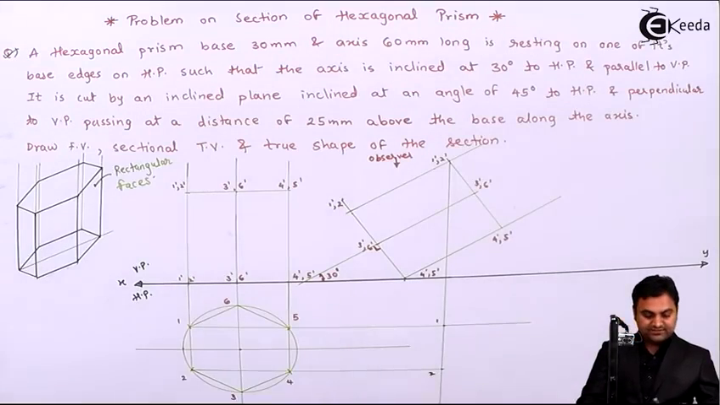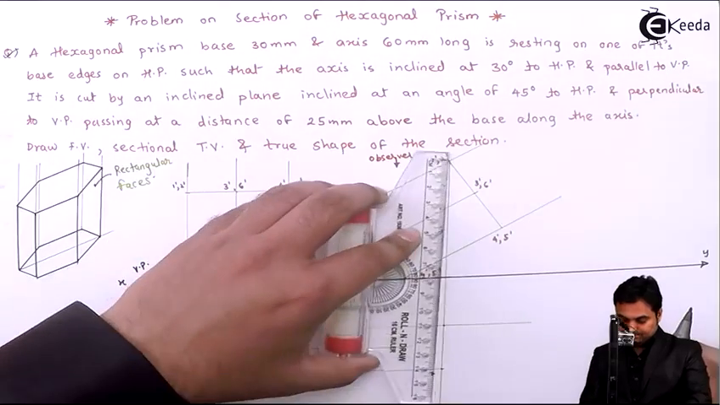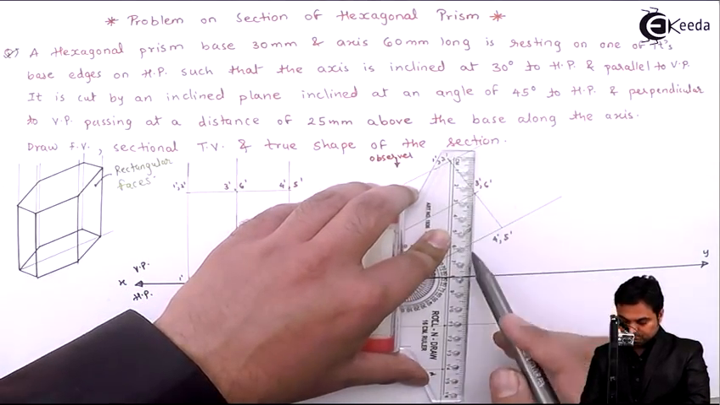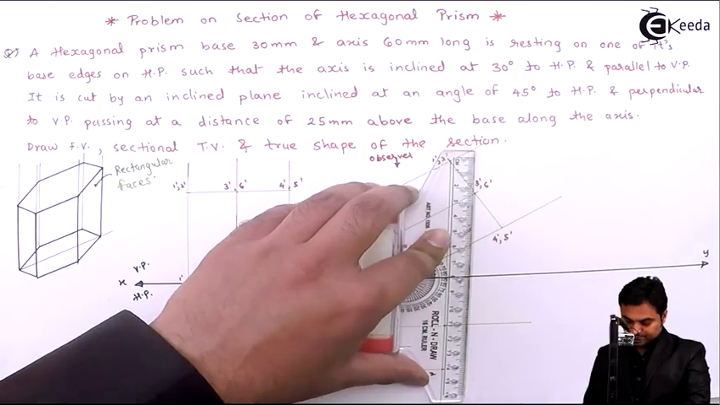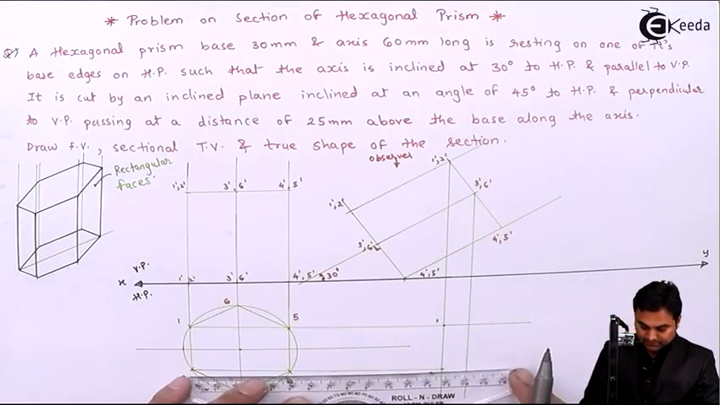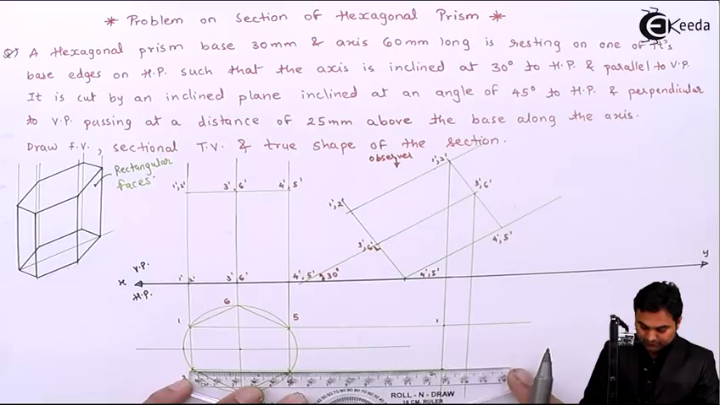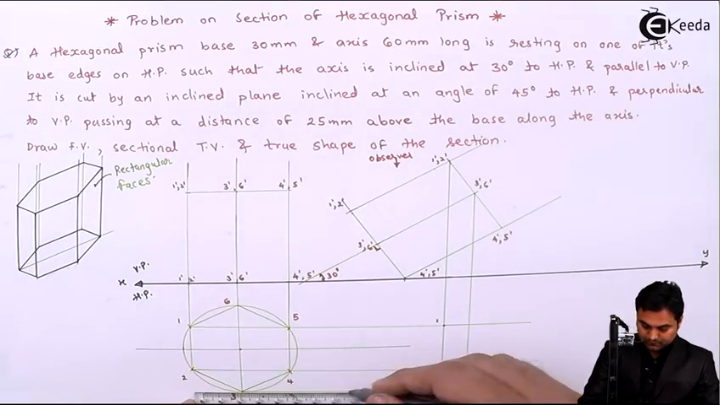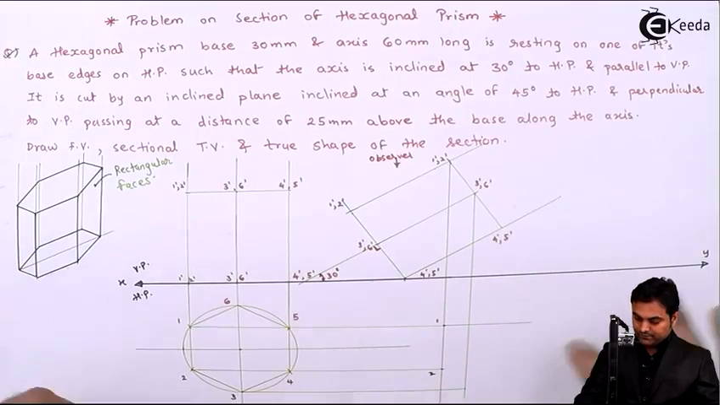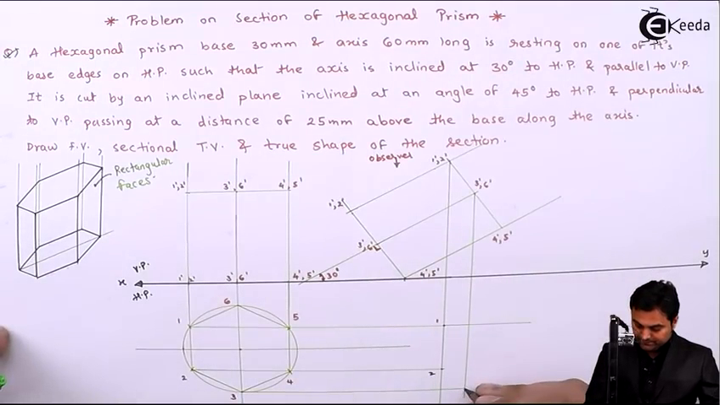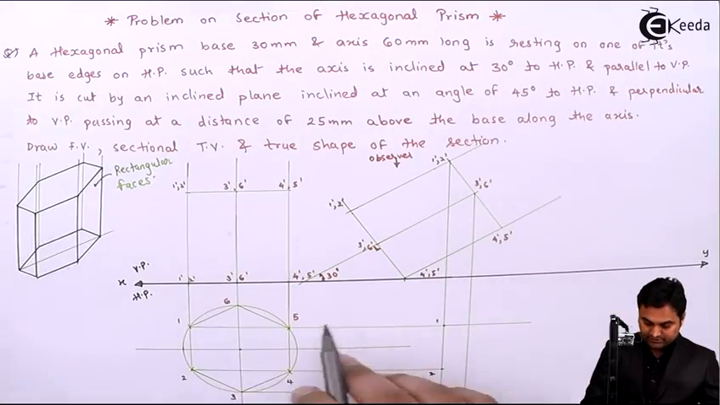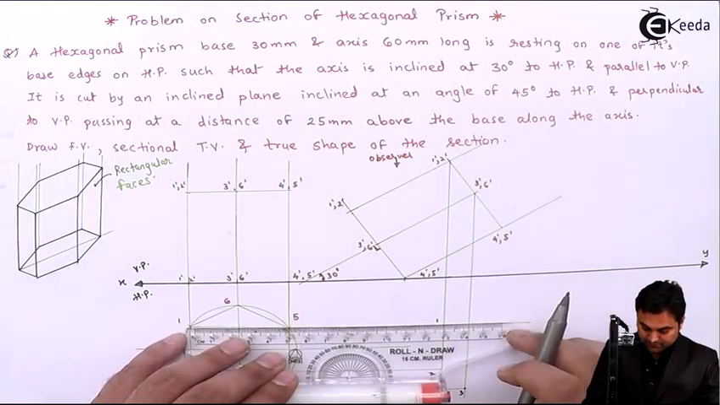Then 3 dash 6 dash, projecting it light, and here point number 3 from the top view, where they intersect, that's going to give me point 3. Then 6 dash is also onto the same line, so projecting point 6.